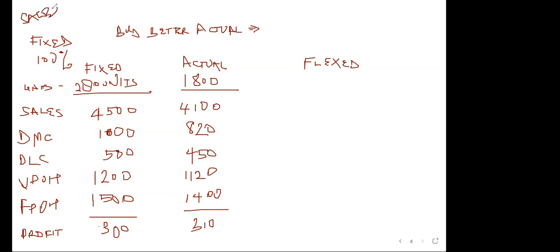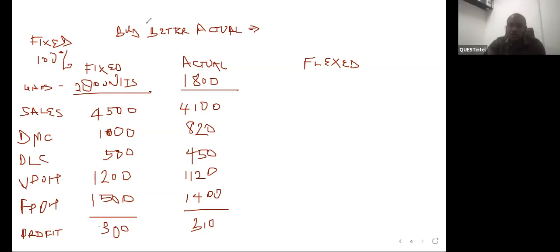Adverse variance. Can we use the word? Yeah, that's the correct word. Adverse, right? So it will be adverse. And this is work that we have to do over the coming period. So we have our work cut out.